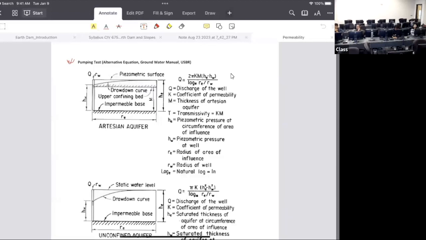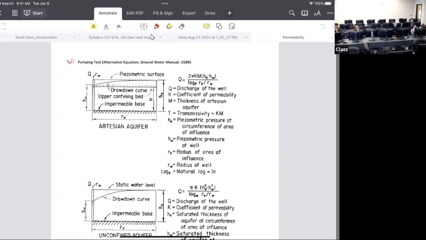Okay, so basically, whenever we're talking about measuring the permeability at the field, then we have to do something where we can look at the time lag between several points. That's how it's going to work.